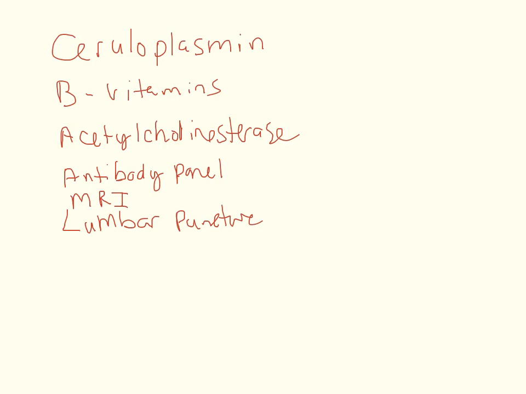So now let's run a bunch of tests. Let's rule out Wilson's disease with ceruloplasmin. Remember, Wilson's disease is a disease of copper metabolism, and ceruloplasmin is used to carry copper. Whenever you have Wilson's disease, you'll have a reduced ceruloplasmin. B vitamins, we want to make sure those are all okay, especially B1, B6, B12, especially B1, however, and that would be thiamine.